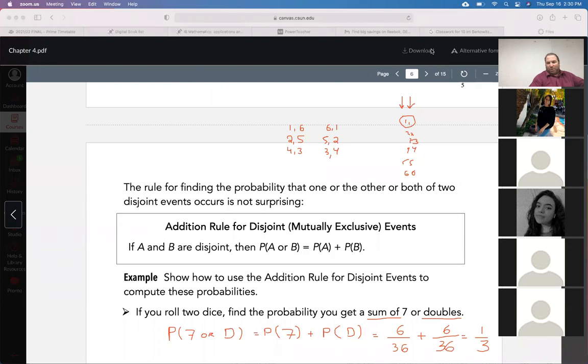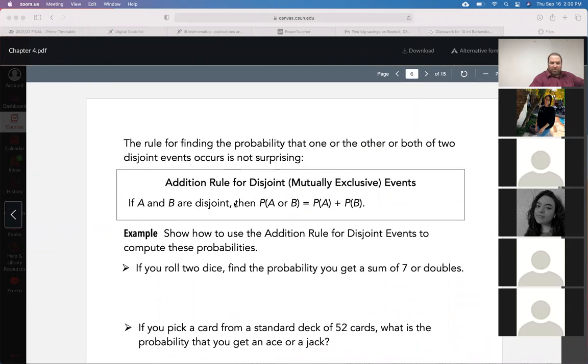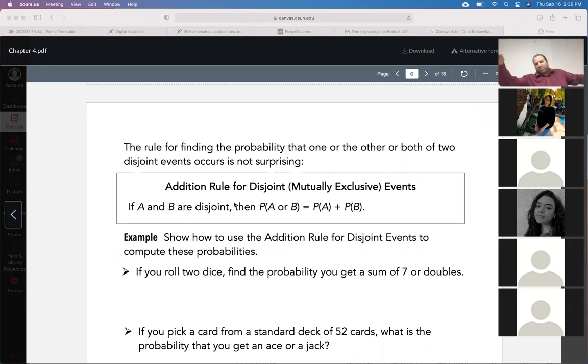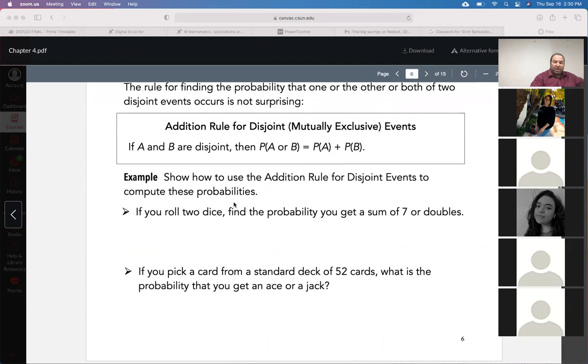All right. Anyways, are there any questions on this page? No. Okay. Moving down. If you pick a card from a standard deck of 52 cards, what is the probability that you get an ace or a jack? First, ace and jack, are those disjoint events? Can you get both an ace and a jack simultaneously when you pick one card? No, it's impossible, right? Yes. Okay. Therefore, they're disjoint.